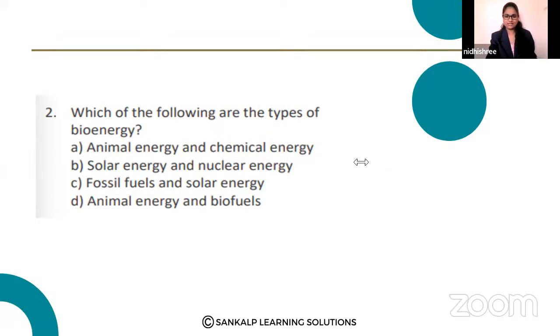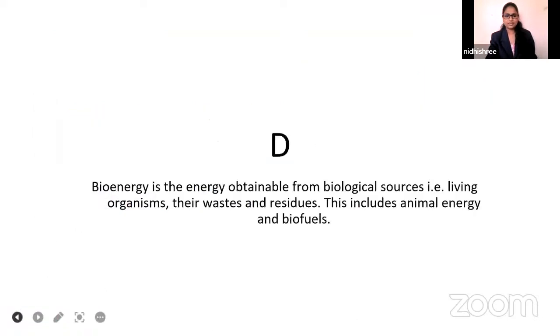Many of you are following the method of answering, great. Yeah, Ramya, option D, animal energy and biofuels. Yes, the right answer here is option D, that is animal energy and biofuels. See here, bioenergy means what? It is the energy obtained from biological resources, that is wastes of the organisms and their residues. Great, the answer is correct from YouTube students also, option D. Good. This includes animal energy as well as biofuels, right?